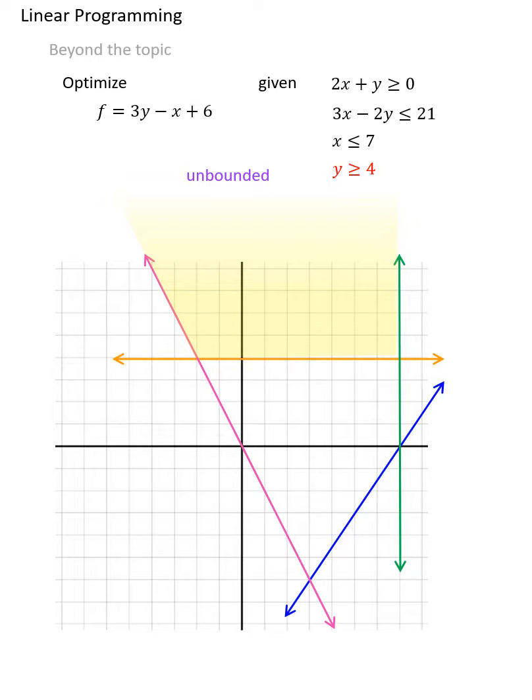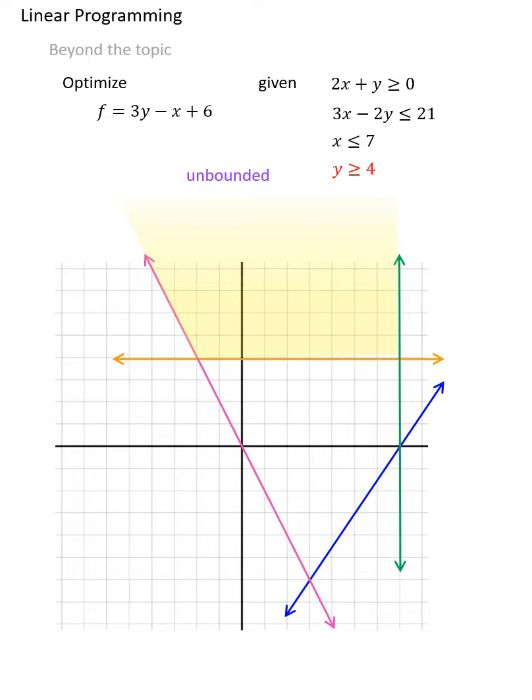Now, you're unlikely to find a situation like this in a mathematics class, but it could happen. And when the region is unbounded, in other words, when the shaded region that contains all the allowable x and y values goes on forever in one or more directions, then the function may or may not have a maximum or a minimum.